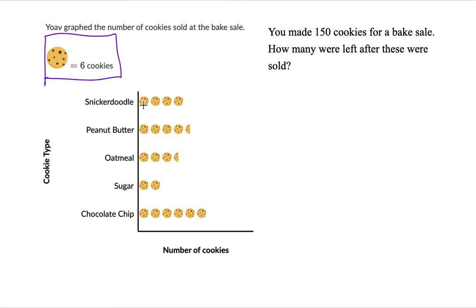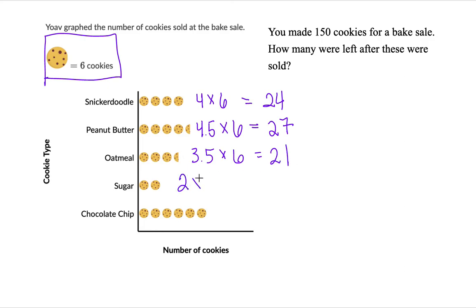So let's do the same process and multiply by 6. 4 times 6, we're 24 snickerdoodles. 4.5 times 6 gives you 27. 3.5 times 6 is 21. 2 times 6 is 12. And 6 times 6 is 36.